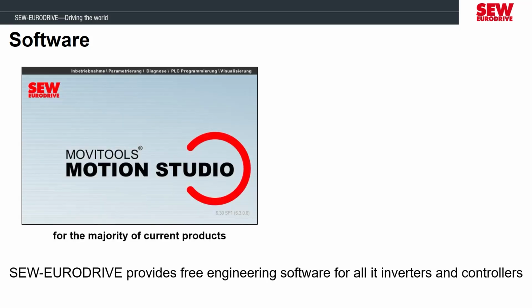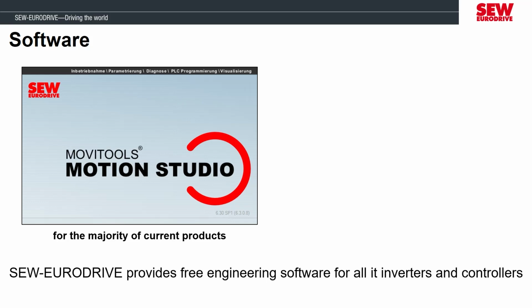The software package that we will be using in this training is called MOVI Motion Studio. If you haven't installed this package or know where to find it, I will show you how to do that coming up shortly. This is the tool you would need to interface with most of our devices. The exceptions would be for the functional safety cards and some of our older inverters that have been discontinued because those use a different software package.